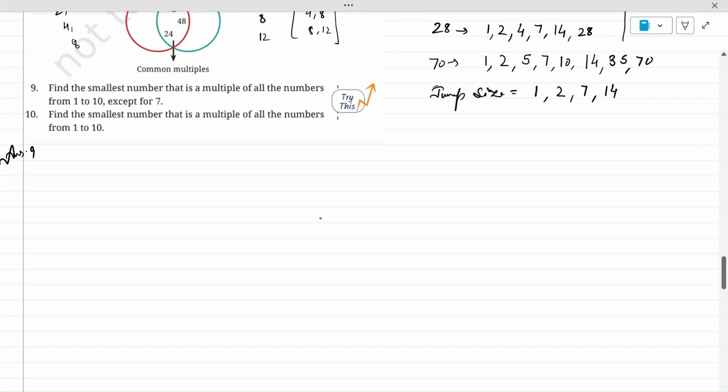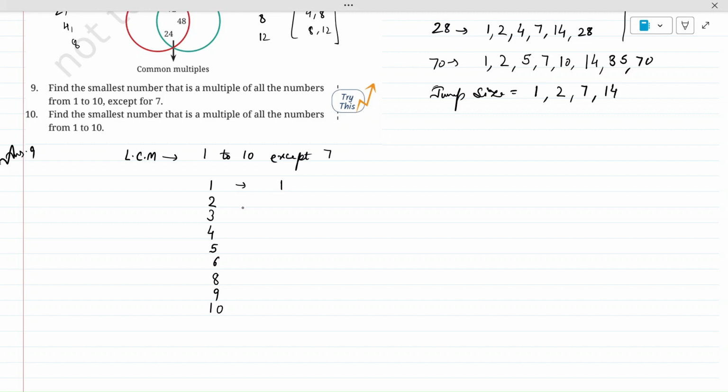So kids, what we have to do here is find the smallest number that's multiple of all the numbers from 1 to 10, which is nothing but LCM, the least common multiple starting from 1 to 10, except 7. We don't have to consider the number 7. So let's do this. We have done many such questions in the previous grades. So we are writing down all the numbers here. 1 2 3 4 5 6. We have to ignore 7, 8, 9 and 10.